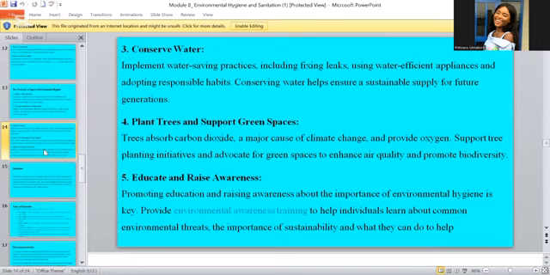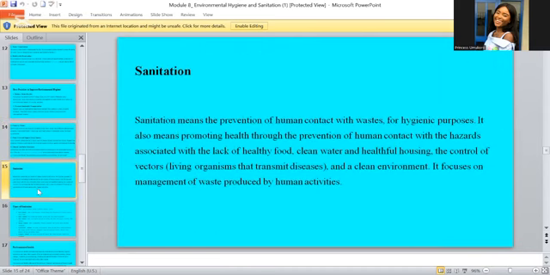Promoting education and raising awareness about the importance of environmental hygiene is key. Provide environmental awareness trainings to help individuals learn about the common environmental threats, the importance of sustainability, and what they can do to help. So now we're moving on to sanitation.